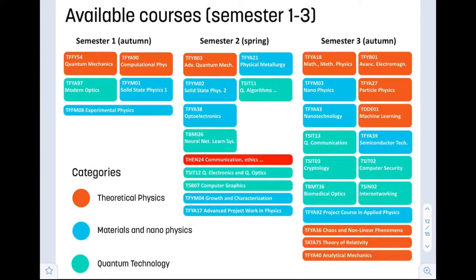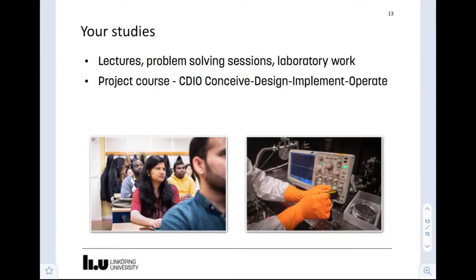In the experimental physics courses, you will learn various growth and characterization techniques. In the theoretical physics courses, you will learn not only advanced theory, but also high-performance computing and how to use machine learning in materials research. Normally, the content of the courses is presented at lectures, laboratory work, and seminars. Participation at lectures and problem-solving classes is usually voluntary, while laboratory work and seminars are compulsory.